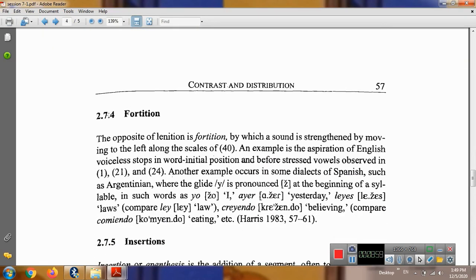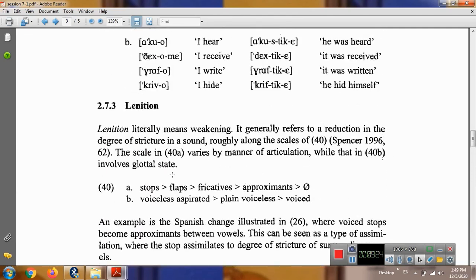Another process is fortition. It is the opposite of lenition, like dissimilation, which was the opposite of assimilation. Fortition is the opposite form of lenition, by which a sound is strengthened by moving to the left along the scales. Please pay attention to these scales. As I told you, when we go in this way, where stops turn to flaps, flaps to fricatives, and fricatives to approximants and deletion, we say that it is lenition.